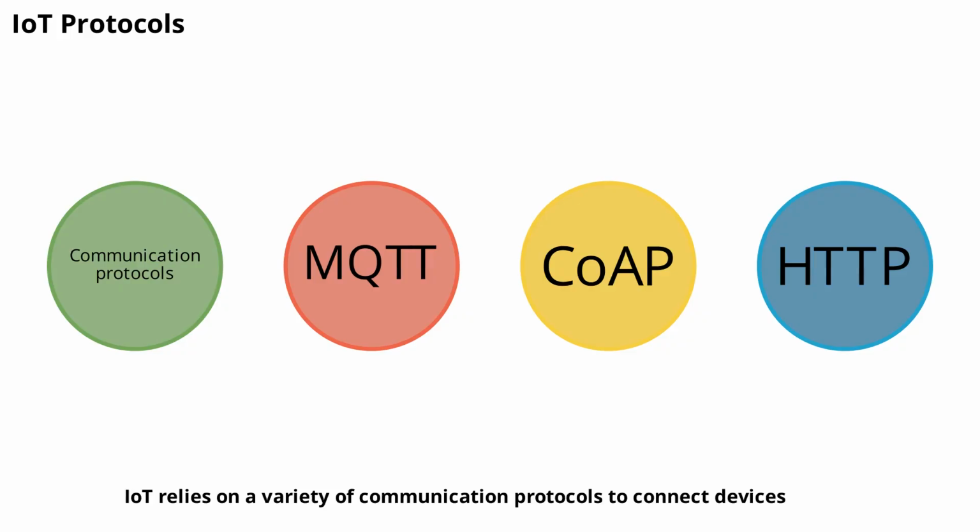IoT relies on a variety of communication protocols to connect devices. Some common protocols include MQTT, CoAP, and HTTP. These protocols define how data is transmitted and ensure that devices can communicate reliably and securely. Choosing the right protocol depends on factors like power consumption, data rate, and network range.